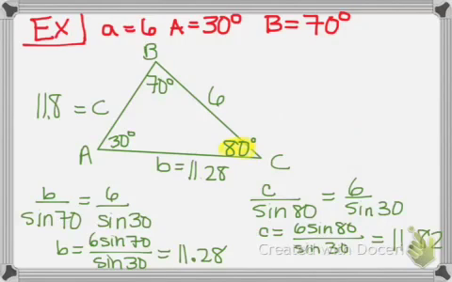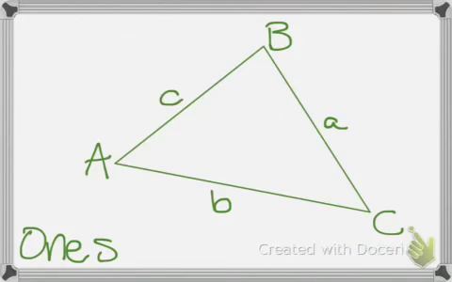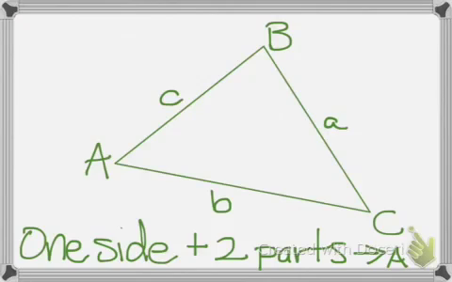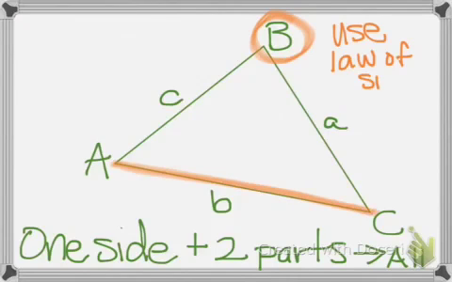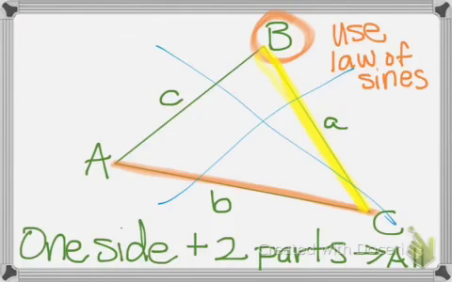So our triangle has 2 different lengths of sides. B is 11.28 and C is 11.82. So that was the easy case. Remember, we said one side and 2 parts can give you all of the triangles. So if you have one side and the angle opposite, which is a pair again, and then you have another side, it gets tricky because you can't draw a picture of it, first of all.